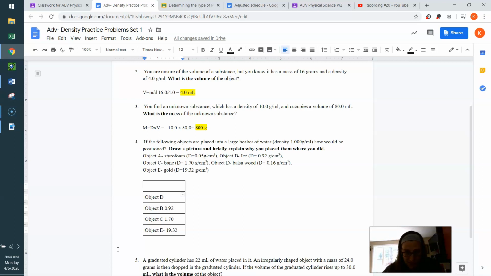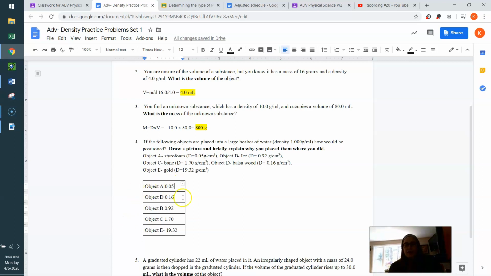So object D, which has a density of 0.05, and there they go again. What is it? That's styrofoam. Sorry. Object D, balsa wood, 0.16 grams per cubic centimeter, followed by also floating on the top, which would be our styrofoam, object A, 0.05 grams per cubic centimeter.